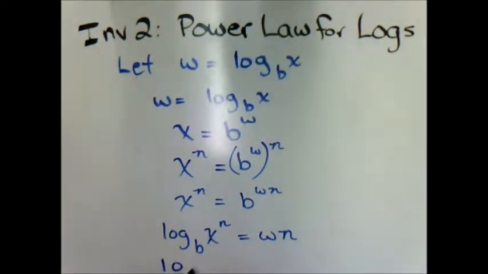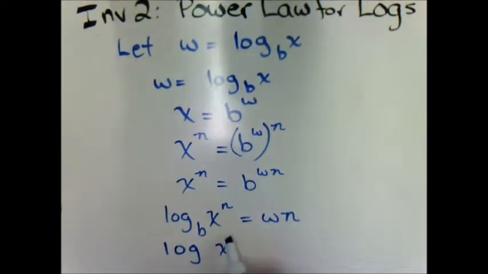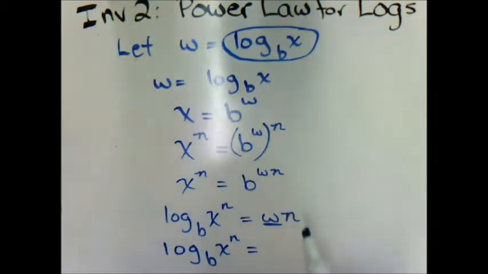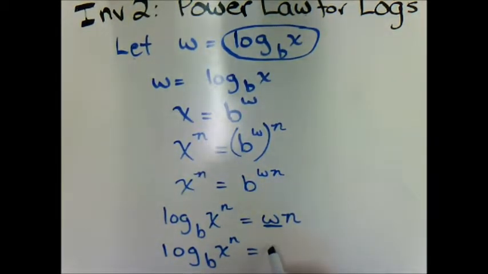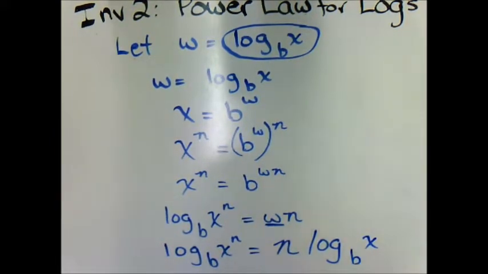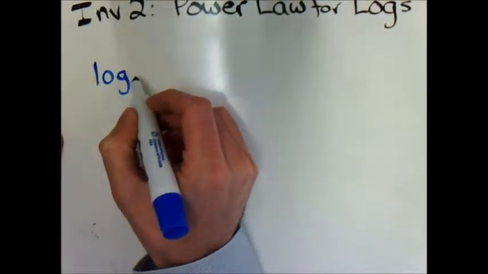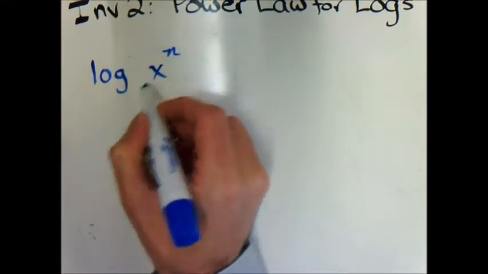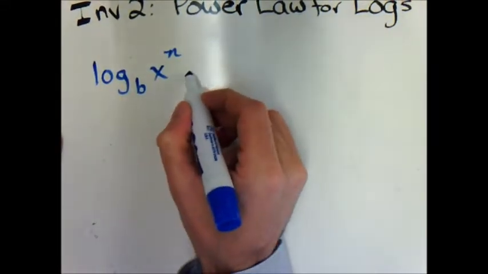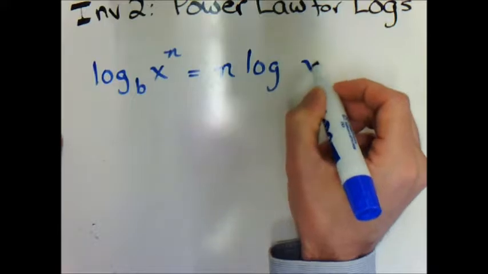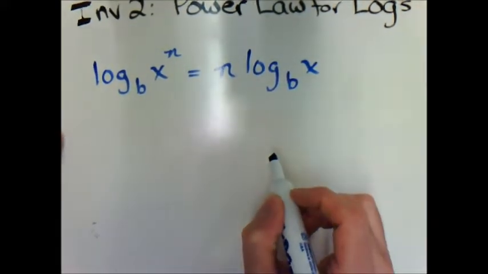So on this side, we still have the log of x to the power of n to the base b, and we said w is equal to the log of x to the base b. So now on this side, we simply have n times the log of x to the base b. As an official law, we have the logarithm of x to the power of n to any base b is equal to n times the log of x to the base b.